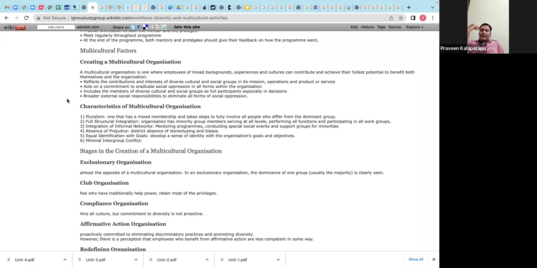A true multicultural organization would make all of these, the second point, which reflects the contribution and interest of diverse cultures, and so on.